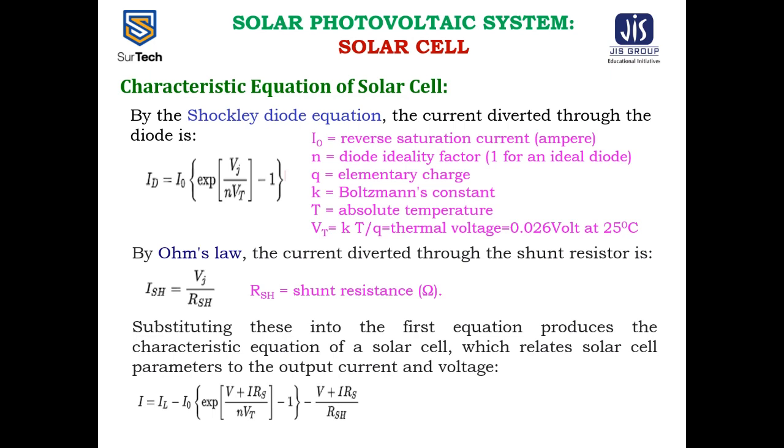Now if we put the values of ID and ISH in the total current equation, then we will get I is equal to IL minus I0 into e to the power of V plus I Rs by nVt minus 1, minus ISH, that is V plus I Rs by RSH.